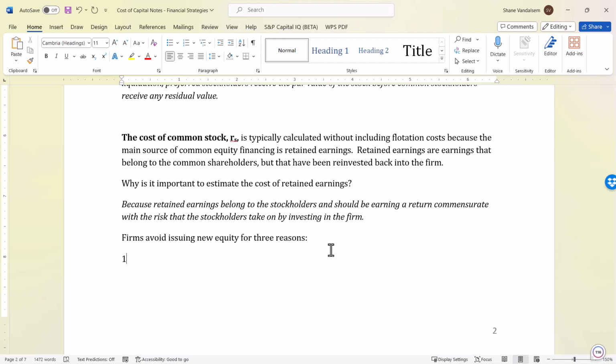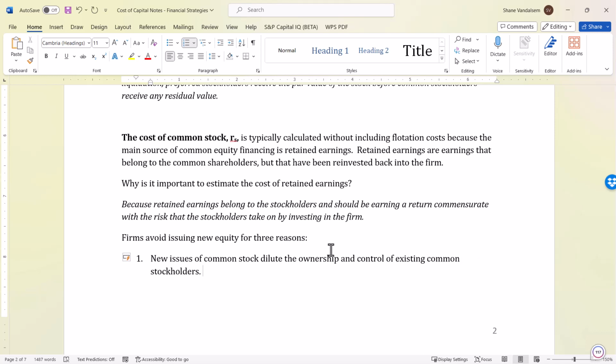The first reason is that new issues of common stock dilute the ownership and control of existing common stockholders.